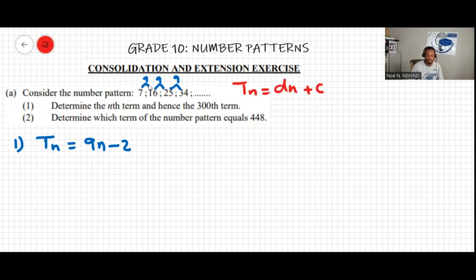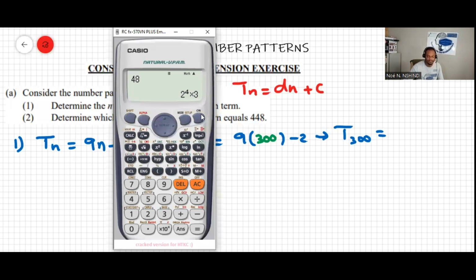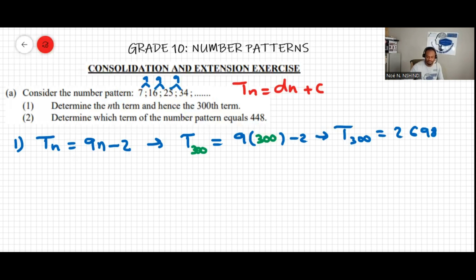That's Tn. Now the 300th term means that wherever there is n, we substitute 300. So T300, and we can do that with the help of a calculator. If I do 9 open bracket 300 close bracket minus 2, this is equal to 2698.